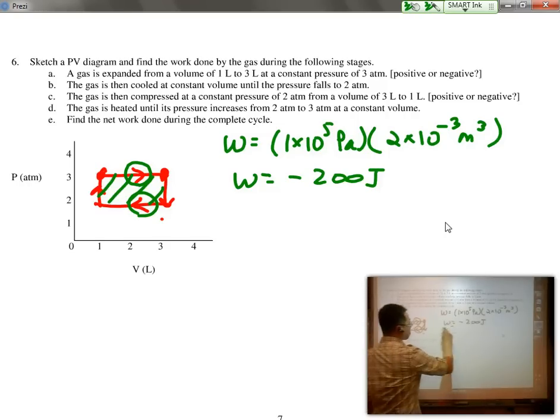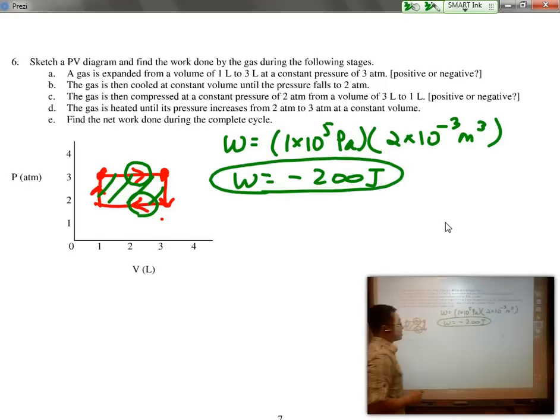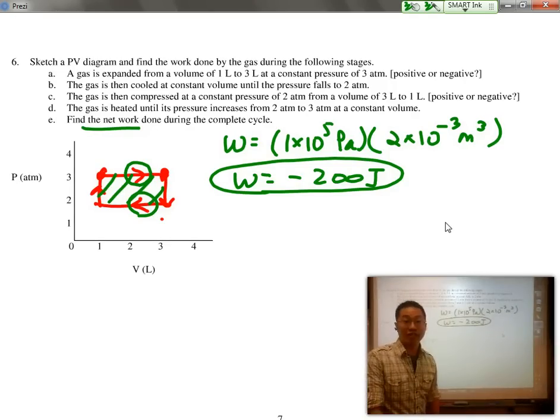But that's work for the entire cycle. That answers part E. I didn't solve for the individual works, but you can see that overall we can solve for the net work done. However, I want to add an additional part to this question. My question is now, which point has the highest temperature and which point has the lowest temperature?